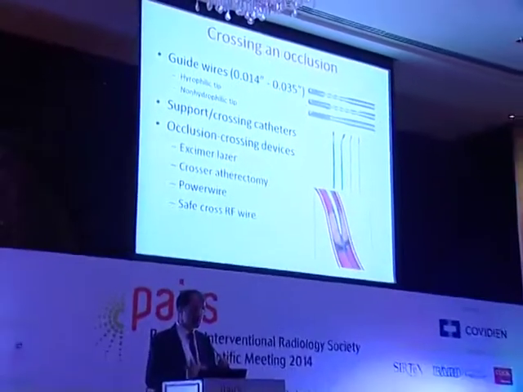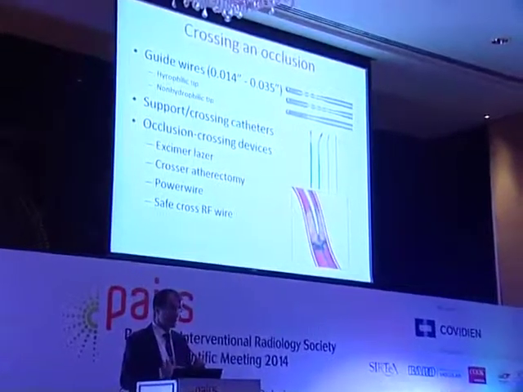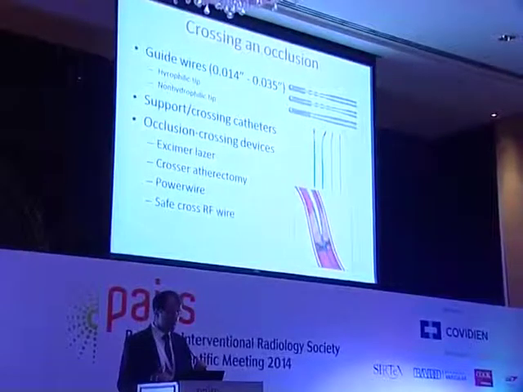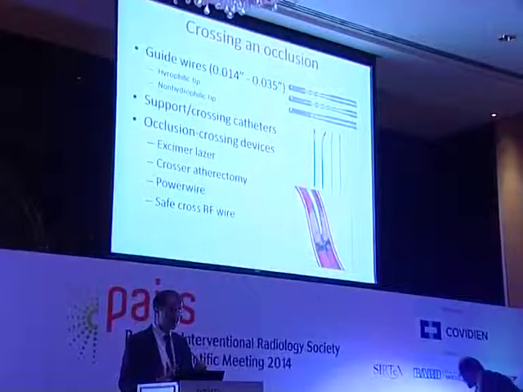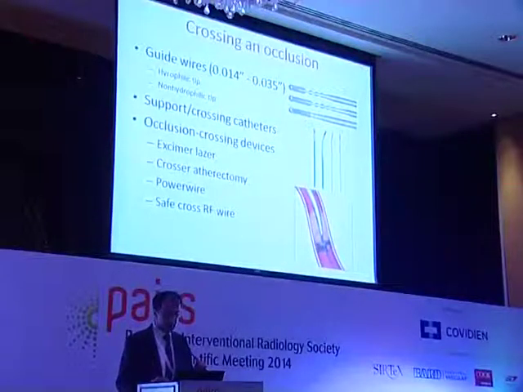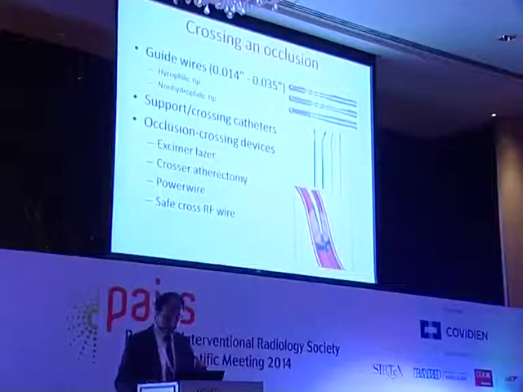Guide wires historically have been the most important tool for us to cross an occlusion. But now we have support catheters or crossing catheters. These are stiff 2 French or 3 French catheters that support us to advance the guide wires. And now we have occlusion crossing devices.